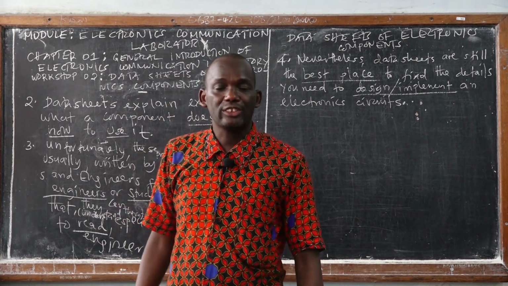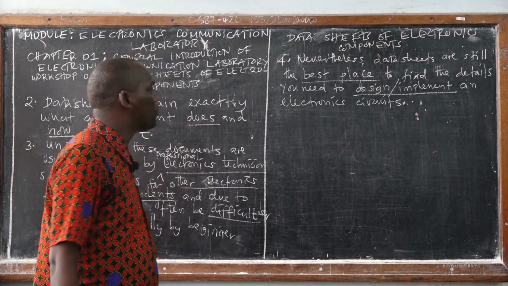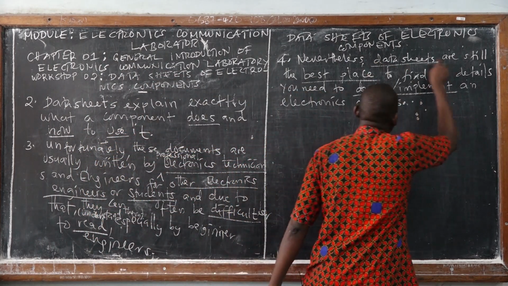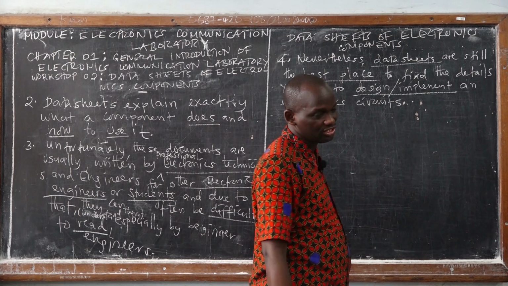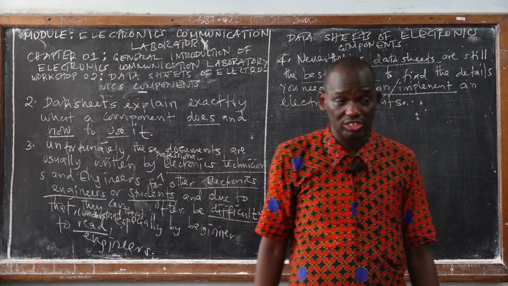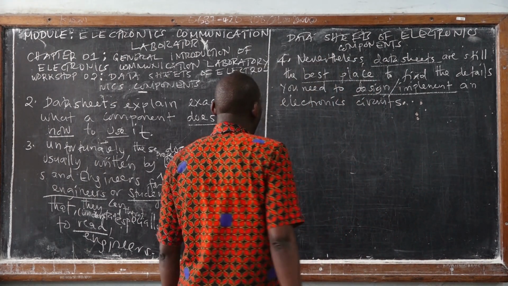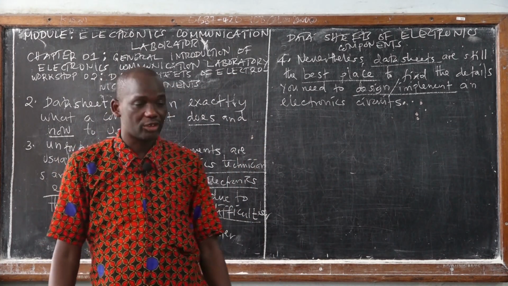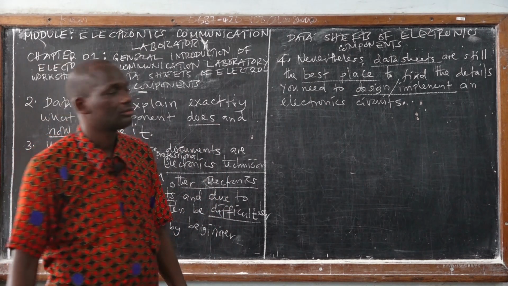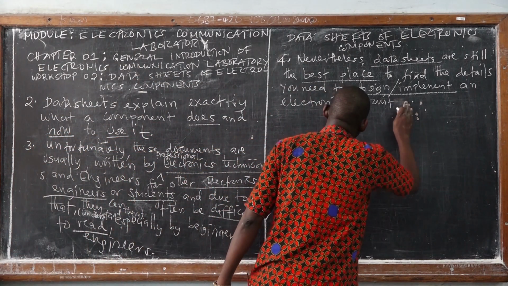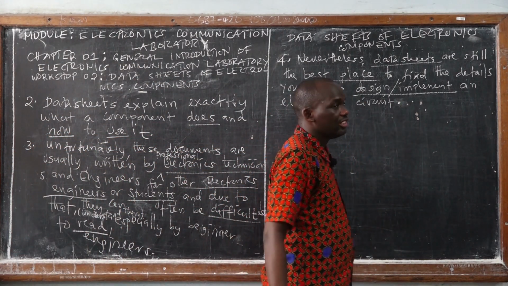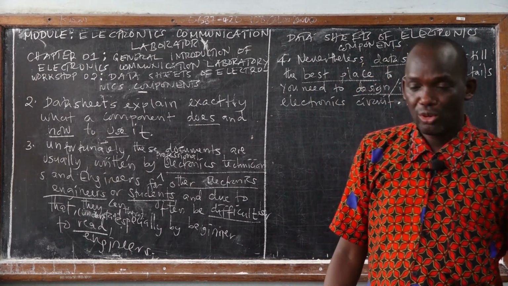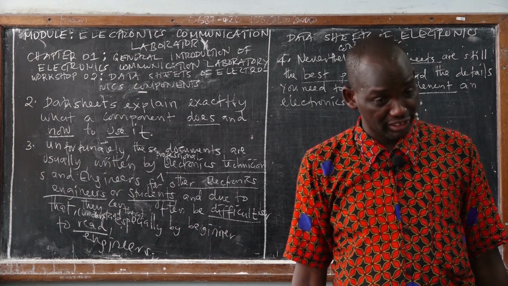So in case you want to start designing or implementing a particular circuit, there's no way out. You have to read and understand the data sheet. So data sheets are still the best place to find the details you need to design or implement an electronic circuit. Say best place. Okay. So we don't have an excuse to learn it.